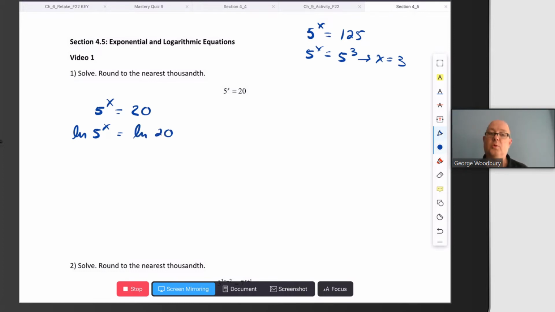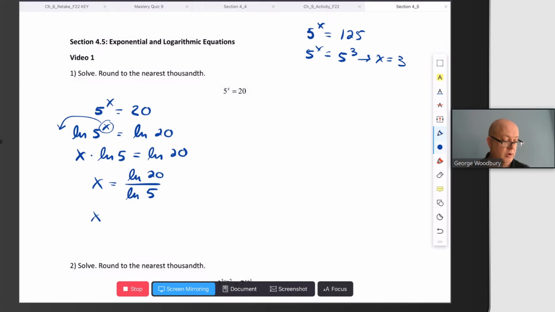Now I can use the power rule, and that's why we take the logarithm, to rewrite that exponent x as a factor. So now we have x times the natural logarithm of 5 equals the natural logarithm of 20. And we can solve by dividing both sides by the natural logarithm of 5. So x equals the natural logarithm of 20 divided by the natural logarithm of 5. And that is the exact solution. We're also asked to round this to the nearest thousandth. So we'll go to our calculator to approximate this ratio of logarithms to 3 decimal places.